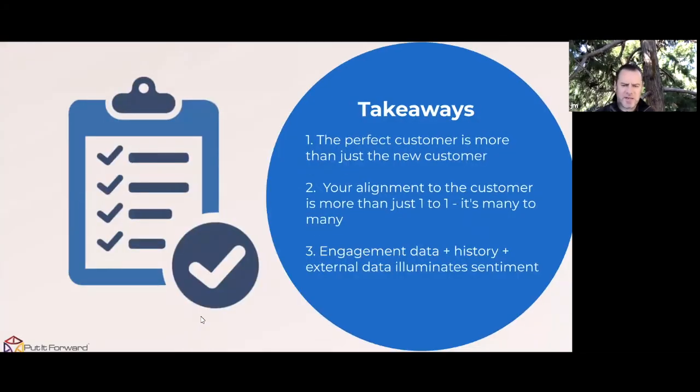So, key takeaways from all of this: the perfect customer is more than just a new customer. It's everything during the whole pre-customer stage, prospect stage, customer life cycle, etc. Your alignment to the customer is more than just one-to-one, it's many-to-many because of everything that goes into all of this. And engagement data is absolutely critical, not just the history, but external data that illuminates exactly what sentiment is at any given point in time.